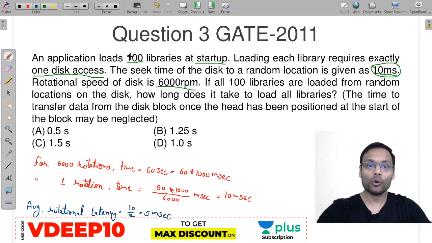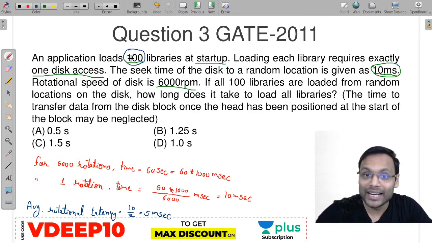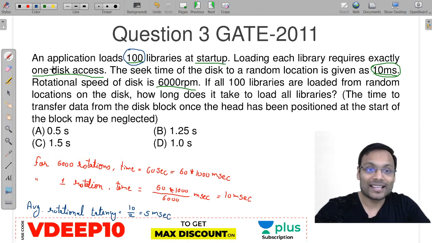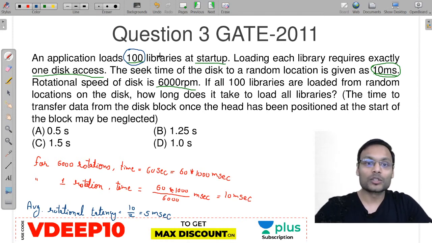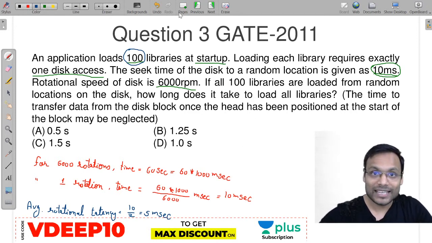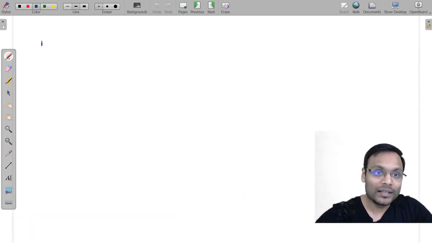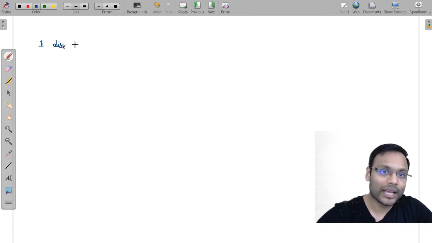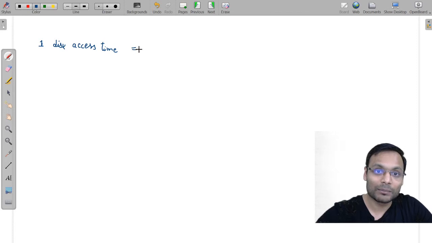Now, as they have told us that 100 libraries will need to be loaded and for one disk access one library is loaded, I'll need 100 access times. So first of all, let's calculate one disk's access time. If I want to calculate one disk access time, it will be the seek time given in the question, yes, 10 milliseconds, plus rotational latency 5, plus transfer time 0.